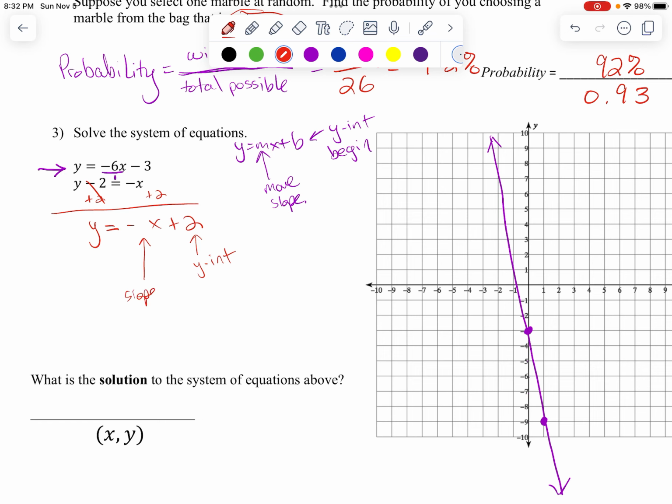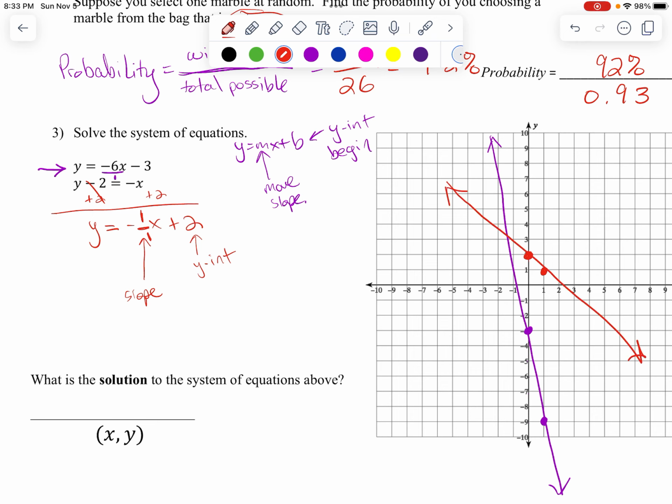Now we just have a negative in front of x, but what we can do is we can add a 1/1 so that it's rise or fall -1, and then run 1. So let's see, y equals, y-intercept is 2, which would be at this point. And then we're going to go down 1 into the right 1, down 1 into the right 1. That would be your other point. So now we can go ahead and draw on those lines.